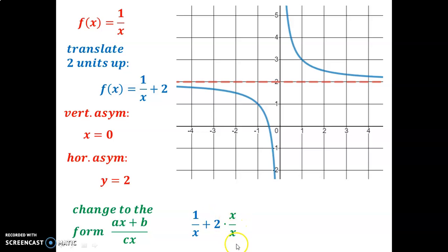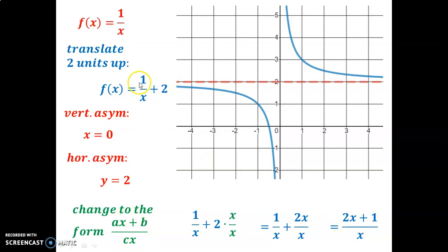So we're multiplying by x over x because we want to have a common denominator of x. So that gives us this, 1 over x plus 2x over x. Now that these have a common denominator, we can combine the numerators to add the fractions. And we know when we add fractions, the denominator stays the same, like this, but we can just add the numerators, so 2x plus 1.